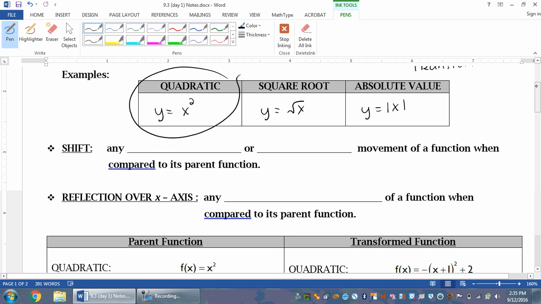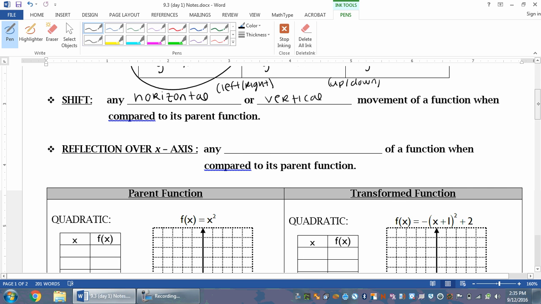So first, we're going to talk about what it means to shift. A shift is any horizontal, and horizontal is just left and right, or vertical, and vertical is up or down, compared to its parent function. So again, a parent function doesn't move left or right or up or down at all. It starts at 0, 0. We'll also be having a reflection over the x-axis, which is any vertical flip, meaning the graph would be upside down.